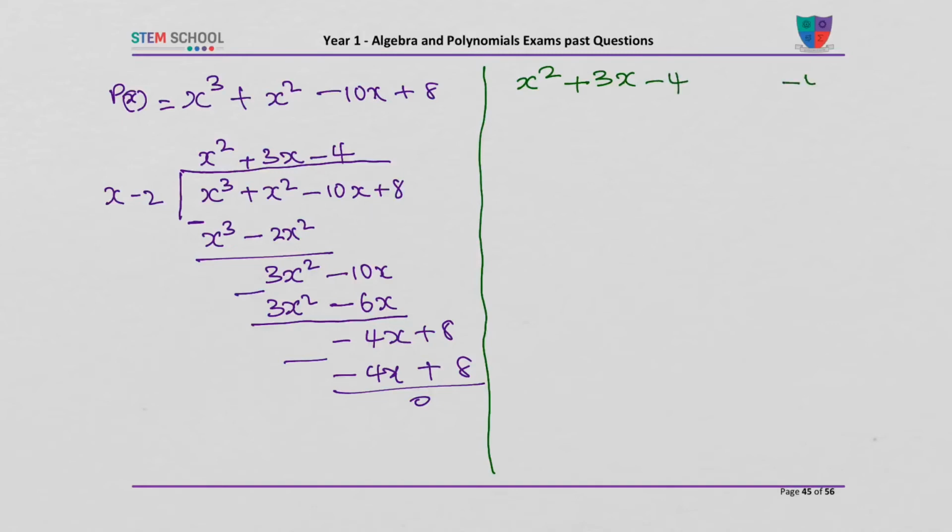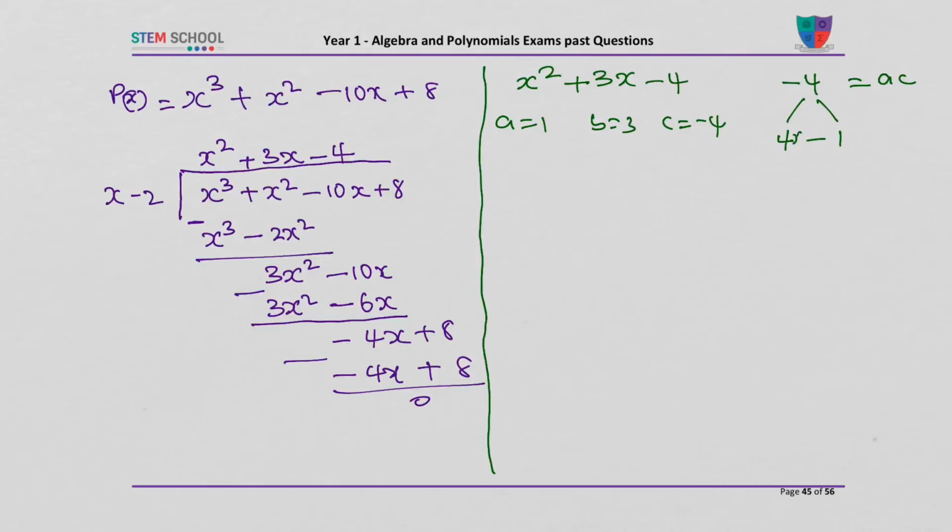So I've got minus 4 because a is 1. I need two numbers I can multiply together to get minus 4, and when I add them together, I get plus 3. So I'm looking for 4 and minus 1. 4 times minus 1 is minus 4, so that's good. By the way, that's AC. A equals 1, B equals 3, C equals minus 4.